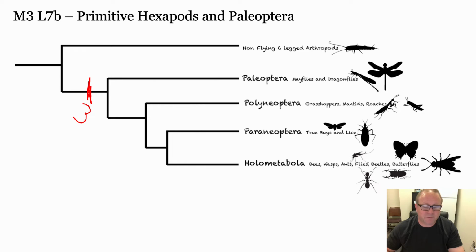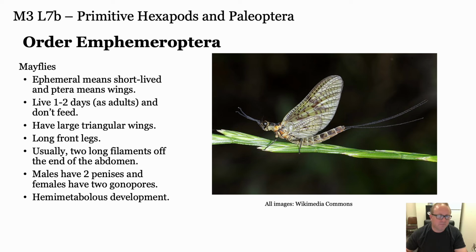Wow, there's probably been a lot of insect species over a period of time. I don't know if there's a good estimate for that or not. But we're going to focus now on the Paleoptera, the mayflies and dragonflies. So mayflies, what are they? Their name, ephemeral, means short-lived, and ptera, which you'll see on all of these things just about, means wings. So they're short-lived critters with wings.